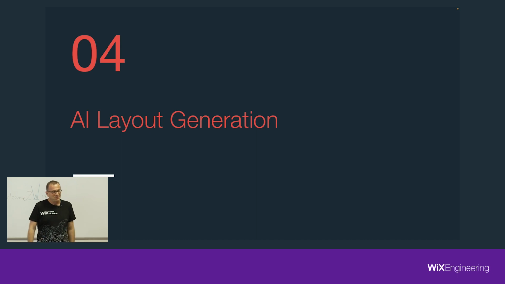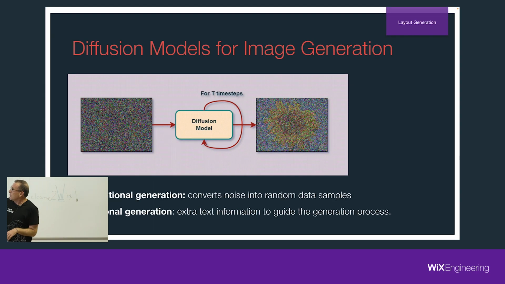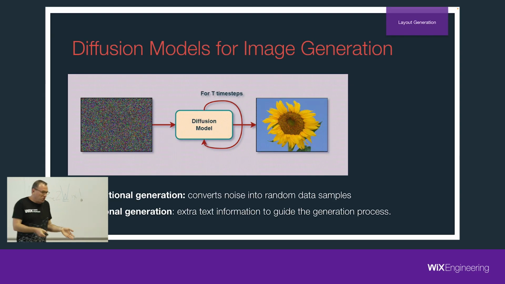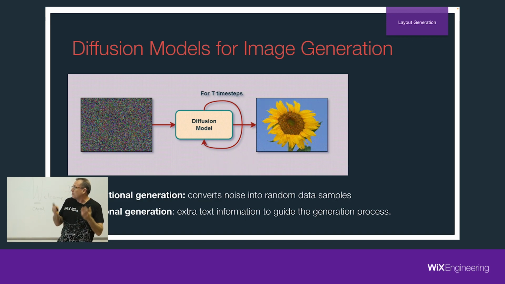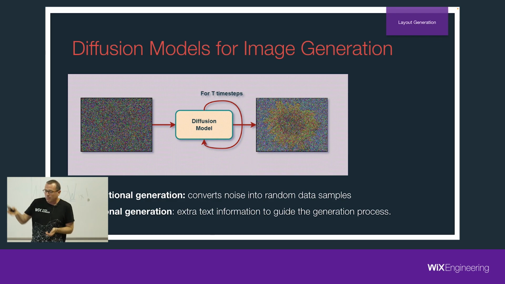Using machine learning or data science methodologies. Okay, so we talked about text generation, we talked about image generation, and let's talk about layout generation. So why can't we just use these models that are trained to generate images for layout generation? What can be so hard about it?